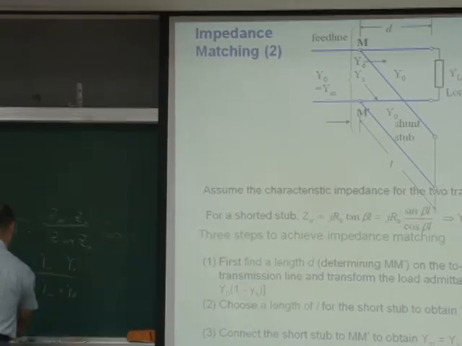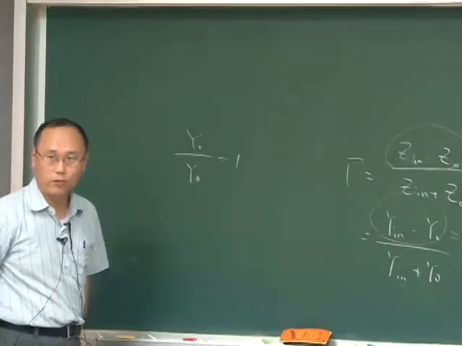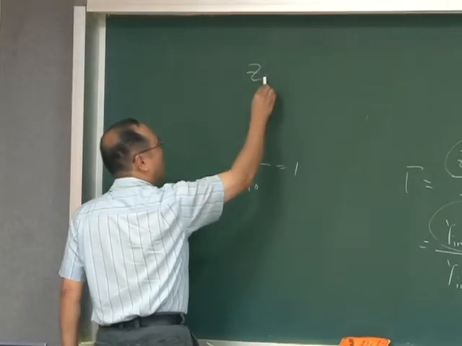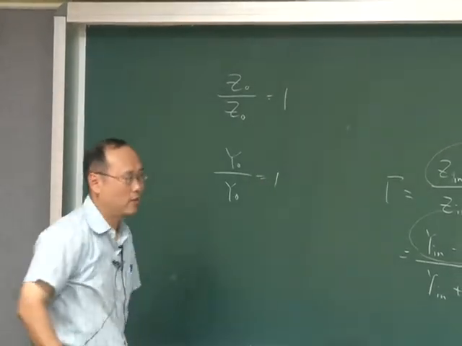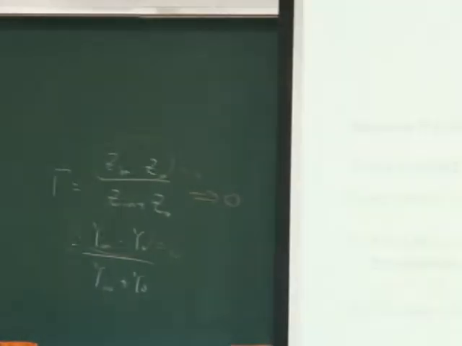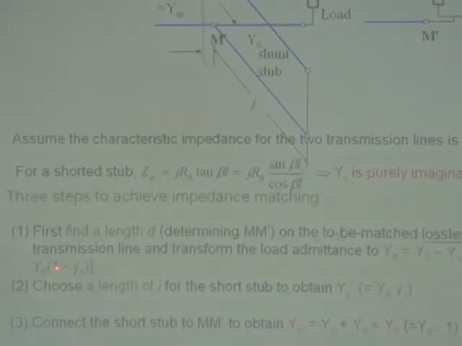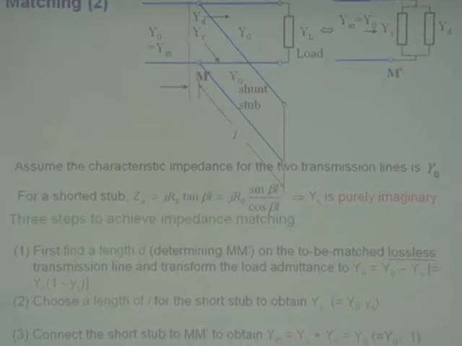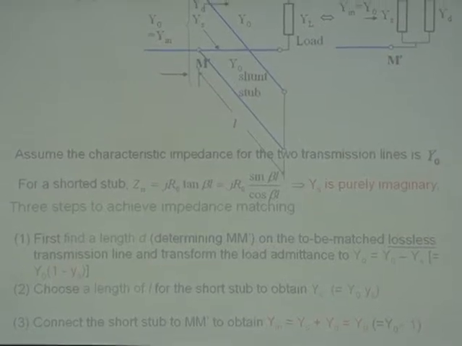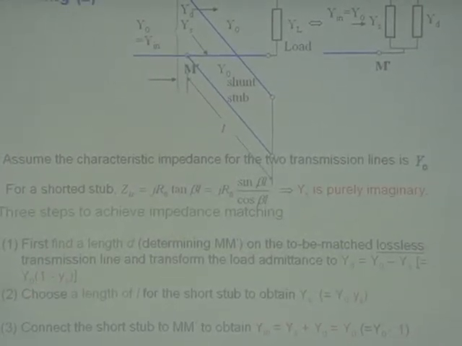Right? If you normalize Y0 to Y0, it gives you 1, or you have Y0 normalized to Z0, you have 1. Therefore, you're looking for a circle that corresponds to 1, RL equal to 1, or the normalized admittance equal to 1. Okay, well, same thing on the Smith chart.